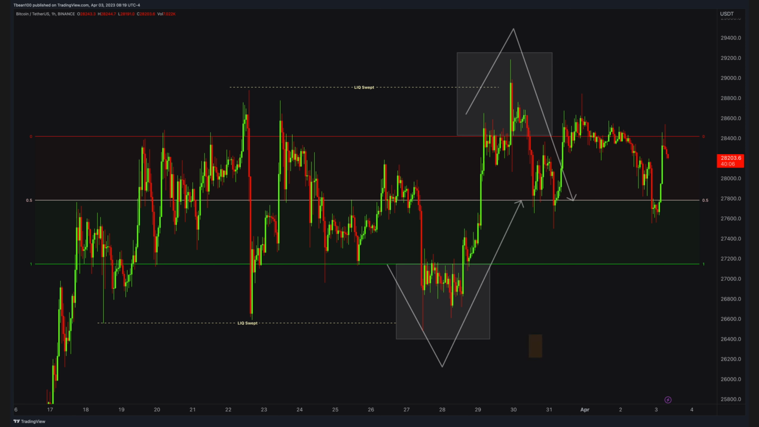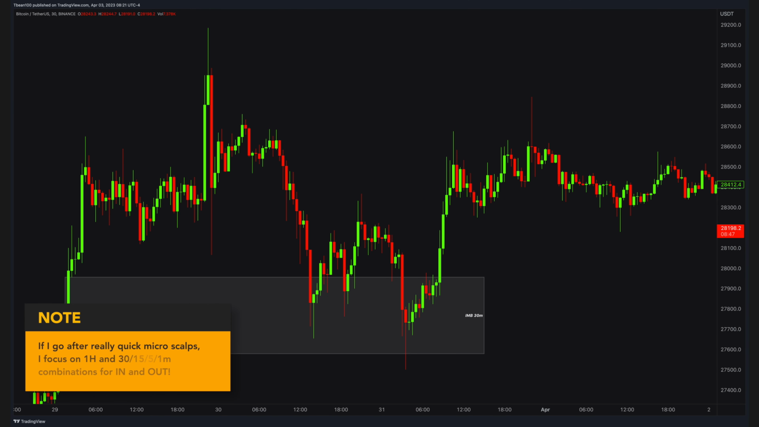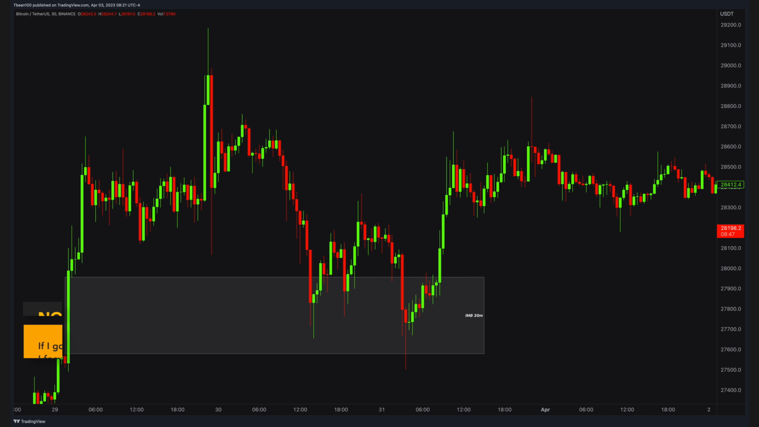Let's get into weekend scalps. Okay, on the weekend I mostly combined lower time frames such as hourly charts, 30, 15, 1 minutes or 15, 5, 1 minutes for really quick scalps. If I go after quick scalps, I personally do not have to check every single time frame from weekly. But I have massive experience. I suggest you do a full top-down analysis if possible.